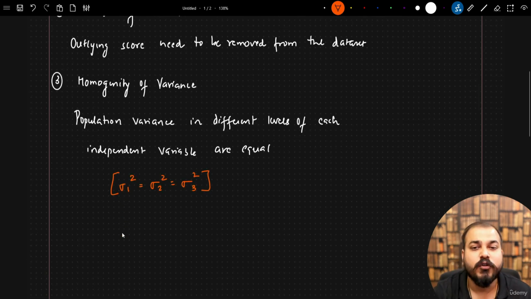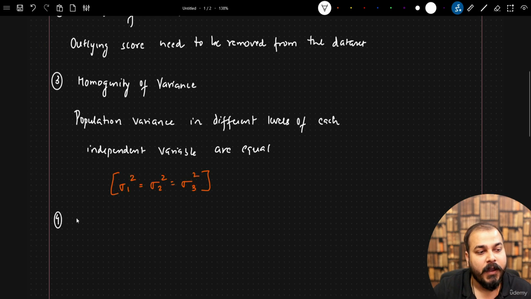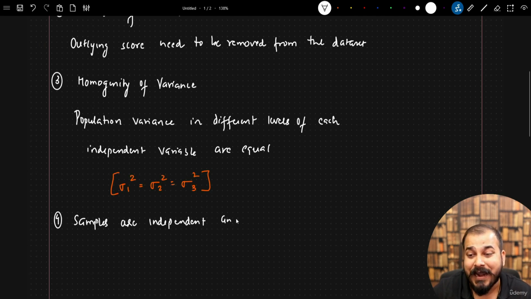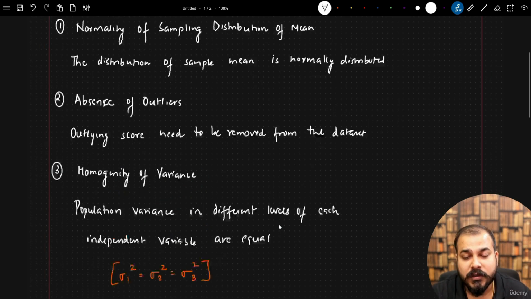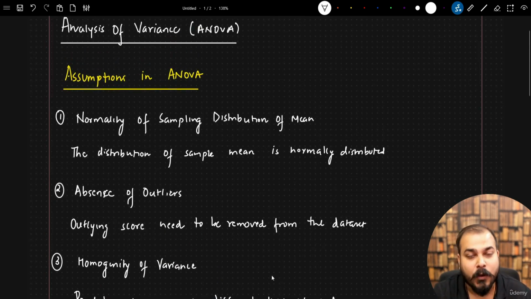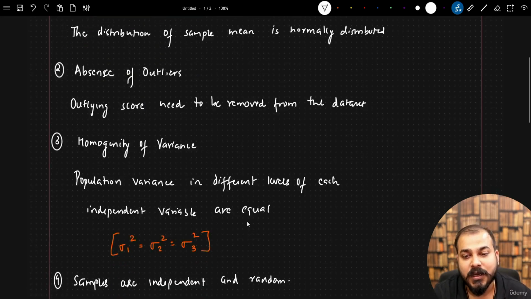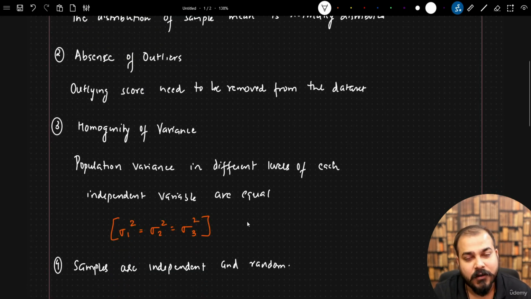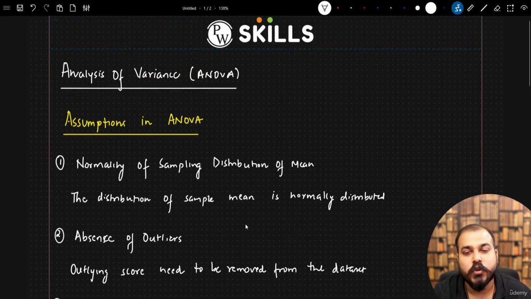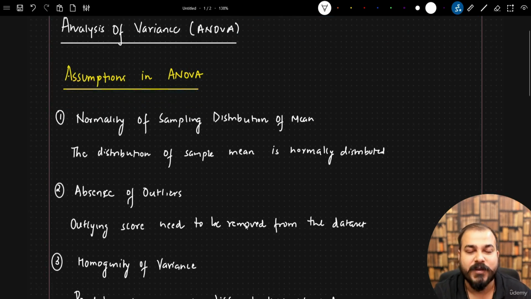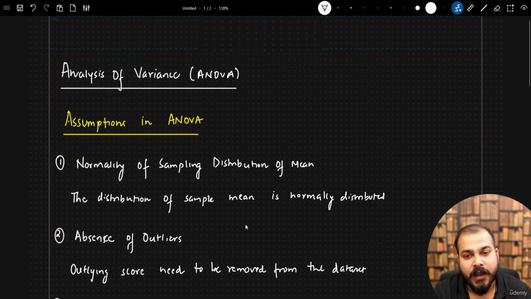Now coming to the fourth and the last assumption, which is also very important: whatever samples are taken, they are independent and they are randomly selected. So I will write independent and random. So these are the 4 assumptions in ANOVA. Remember these assumptions because this can be asked in interviews. I've heard about some of the students getting this question in the interview itself, and it is better that you know these assumptions.